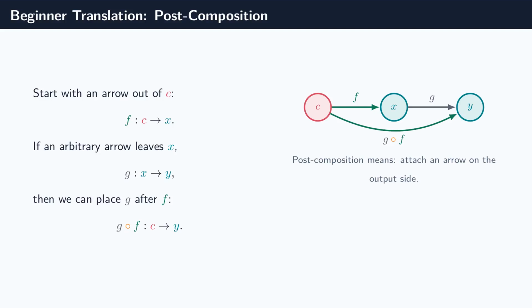Post-composition means attaching something on the output side. Start with an arrow F from C to X. If an arrow g leaves X and goes to Y, we place g after F. The result is g after F, a longer outbound route from C to Y. This is the core move behind a cosieve.